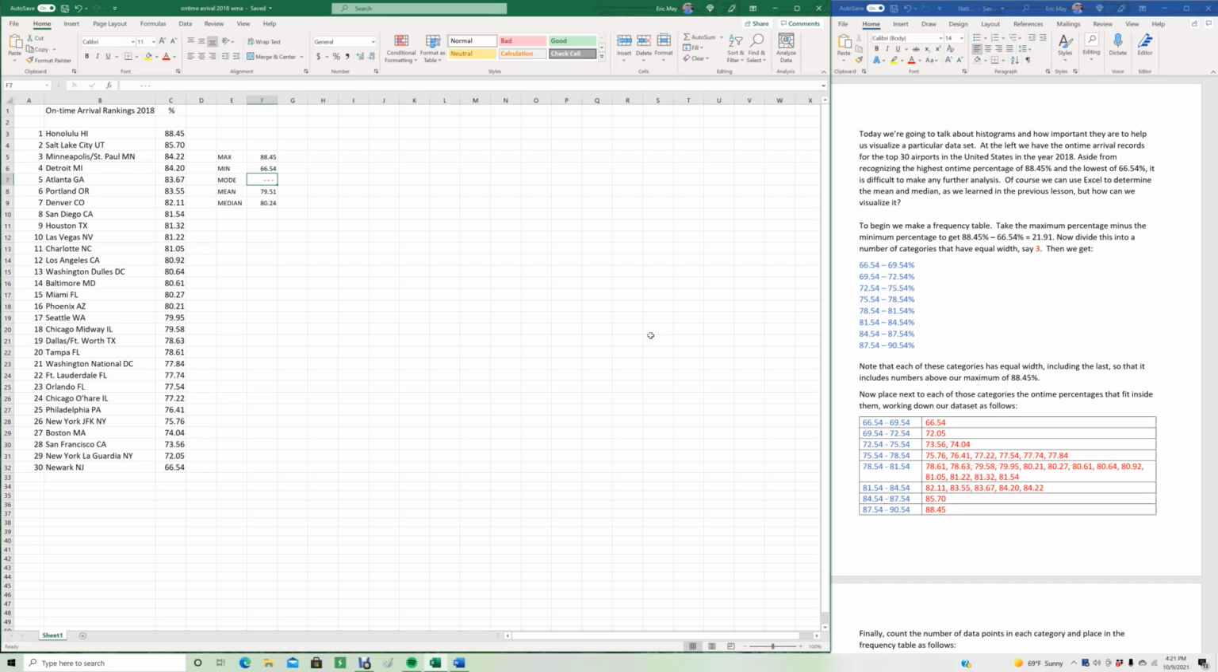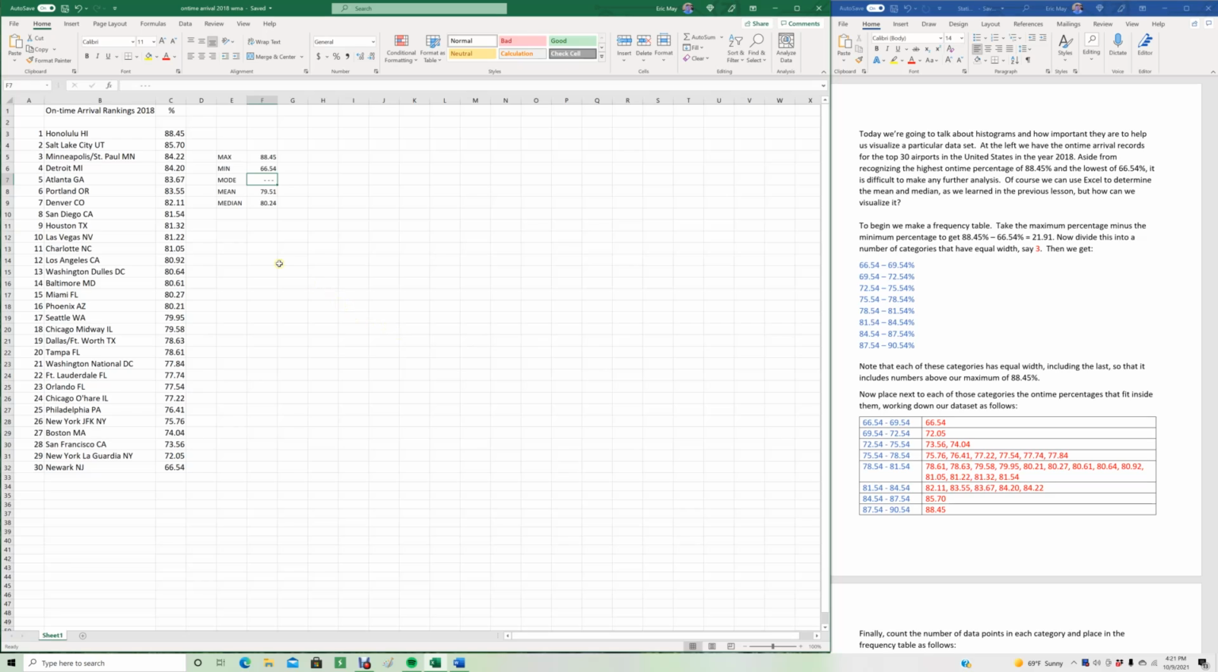Today we're going to talk about histograms and how important they are to help us visualize a particular data set. At the left we have a spreadsheet here showing the top 30 airports in the United States and the on-time arrival rankings for the year 2018.